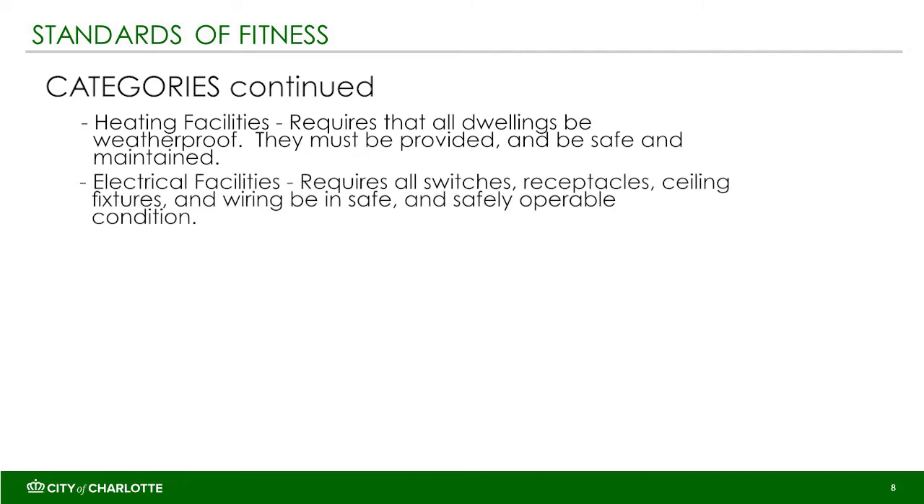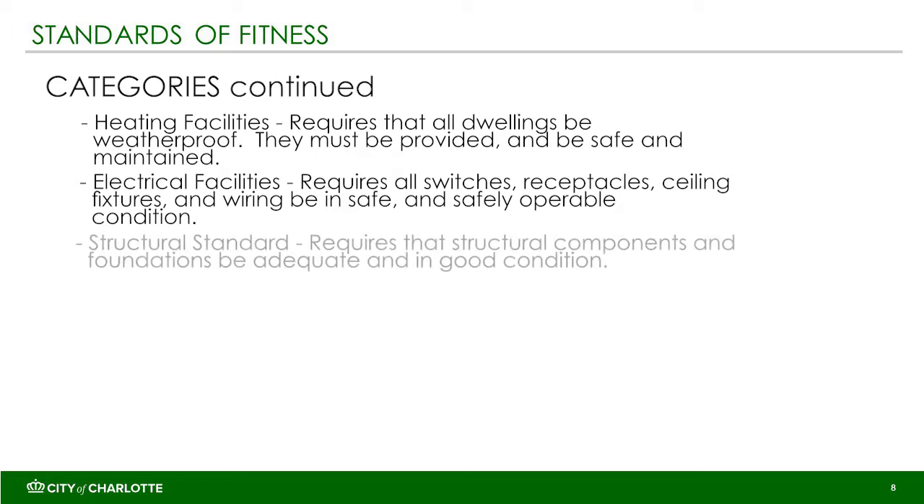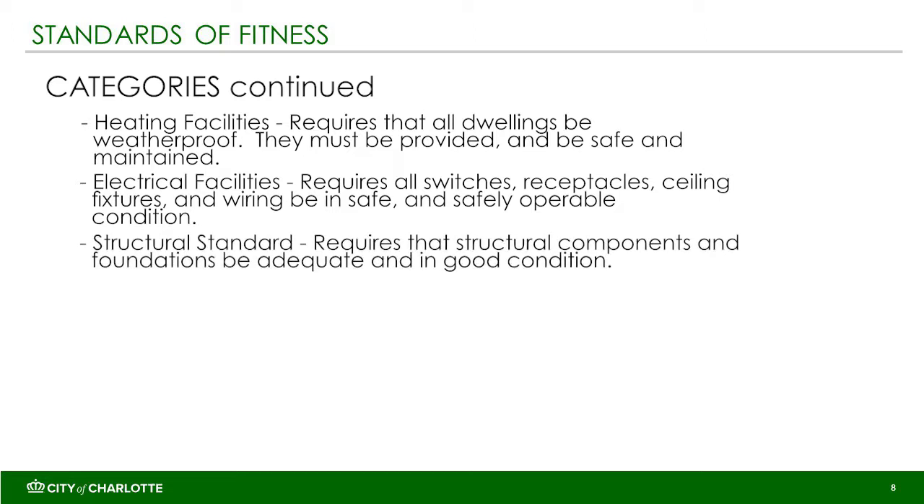The next section is electrical facilities, which requires all switches, receptacles, ceiling fixtures, and wiring be in safe and safely operable condition. Extension cords cannot be over 6 feet in length, and circuits or fuses cannot be bridged or oversized. Minimal outlets and installed light fixtures are a requirement. The next section is structural standards, which requires that structural components and foundations be adequate and in good condition. Flooring must be reasonably level and not defective or loose. Siding must be weather-tight and in good condition.